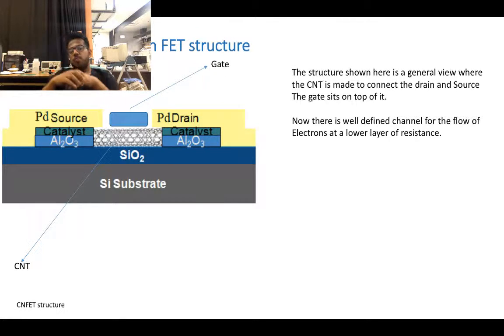So that's why we introduced something called the carbon nanotube based FET structure. Here you can see you are using a carbon nanotube, which is a semiconductor in this case, to connect the source and the drain. The gate sits over the carbon nanotube.